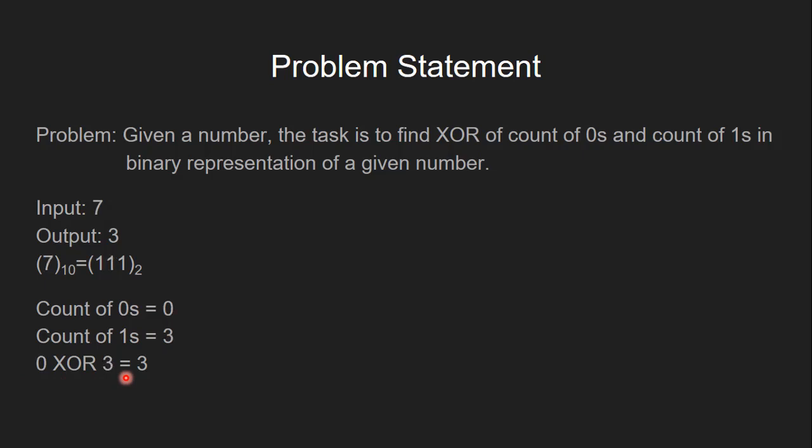Let's see another example. If input is 7, the output is 3. If you look at the binary form of 7, there are 0 zeros and 3 ones. So 0 XOR 3 is equal to 3, and hence the output is 3.